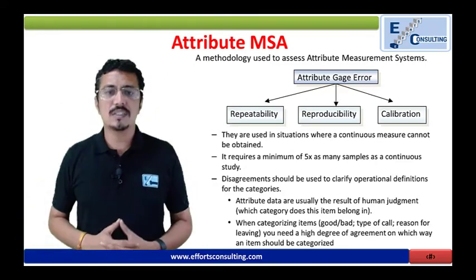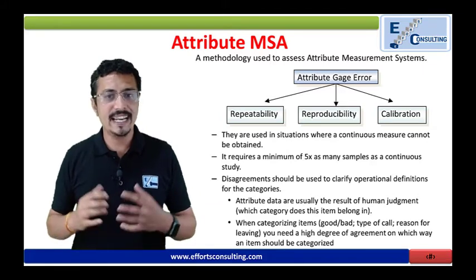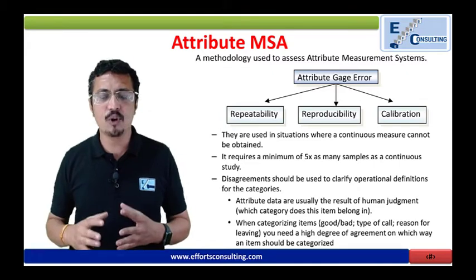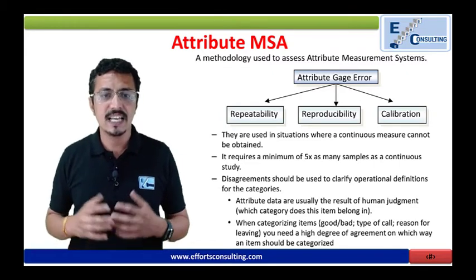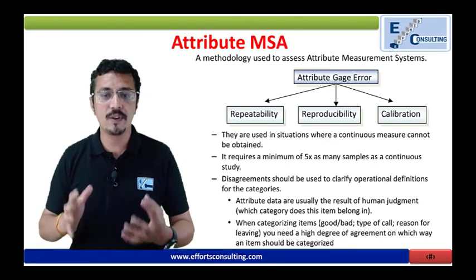Now let us try to understand the MSA related to attribute. In attribute gauge error, we have repeatability, reproducibility and calibration. They are used in situations where a continuous measure cannot be obtained.